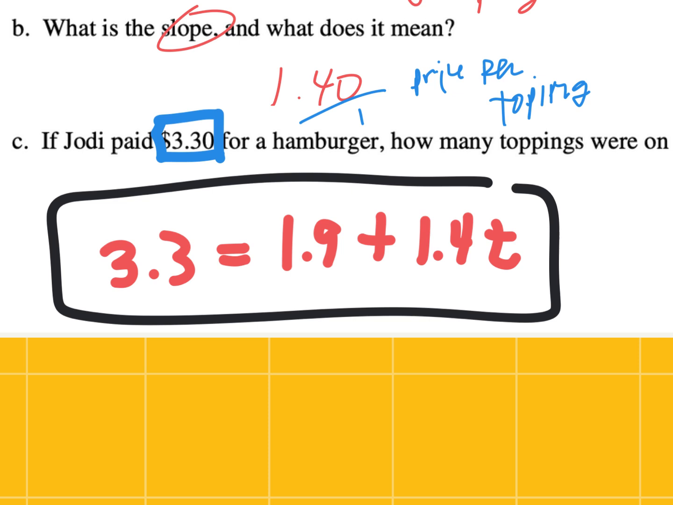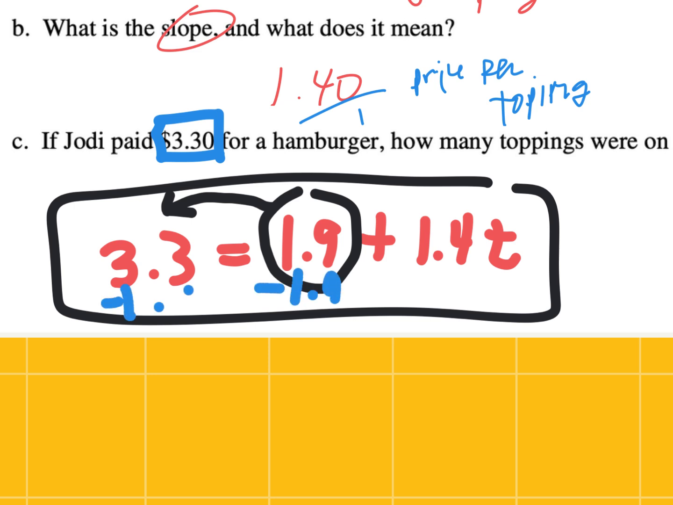All right, so if we're gonna start solving this thing, in my high school, I was taught, well, just move this to the other side, and make it negative. If you don't like that way, you can say minus 1.9 on both sides. There's nothing wrong with that.